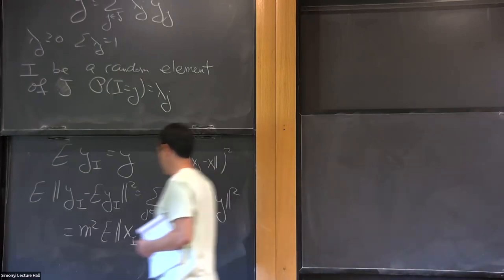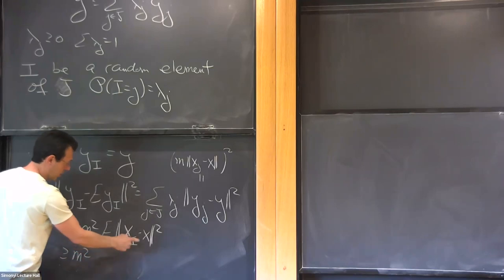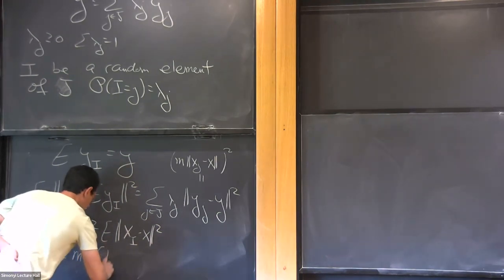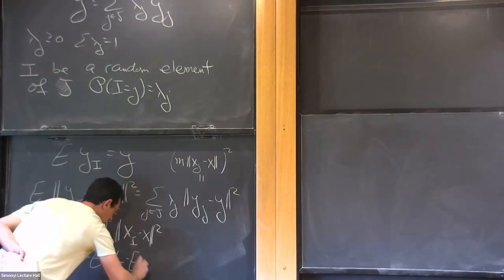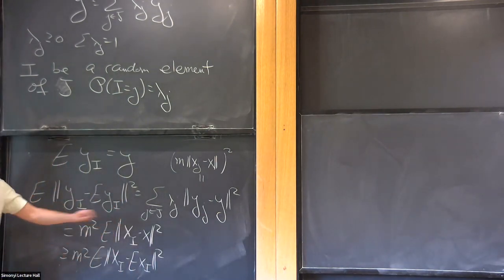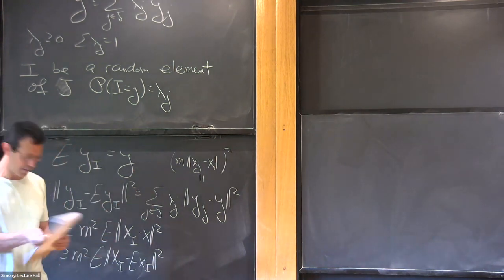Now this is again a property of Hilbert space. The variational definition of expectation is that the mean is the point that minimizes the expected squared distance to any other point. So this is at least the expectation of the squared norm of X_I minus the expectation of X_I. You just expand it out, it's a quadratic function, and you just check. If you haven't seen this about Hilbert space, then okay. But I'm using Hilbert space in many, many places.